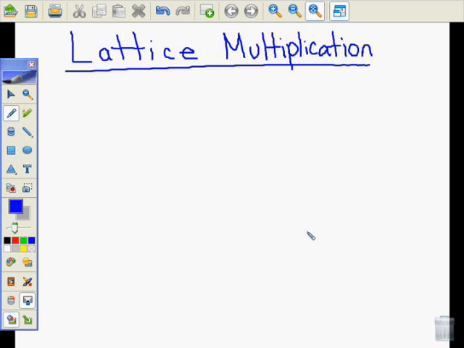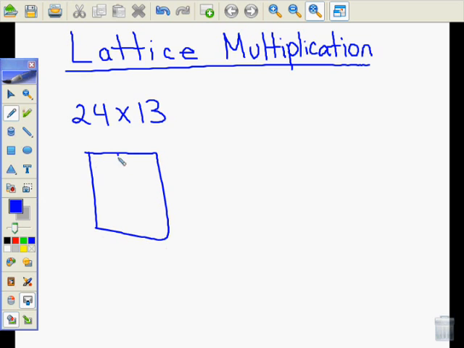So first thing you have to know how to do is set up the lattice box. If we were going to multiply, let's say 24 times 13, two double-digit numbers, you basically need to set up a box, and then you want to make it look like a window. And what you have is your numbers over here on the top and on the side. And then you're going to need to draw these diagonal lines, like so.